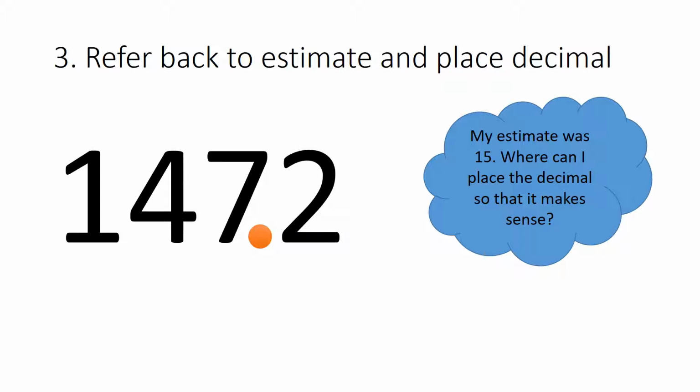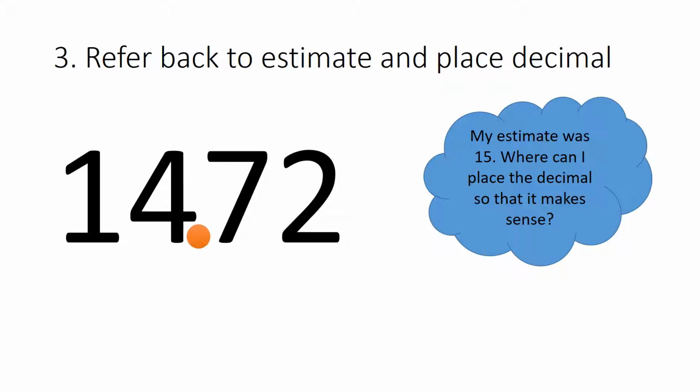Next, we can place our decimal right here between the 7 and the 2. You're going to get 147 and 2/10. Again, if your estimate is 15, does that make sense? No, it doesn't. It's, again, way too big. If I put it at the front of this 4-digit number, then I get a number that is way too small, nowhere near 15. It doesn't make any sense. I should not choose that as an answer.